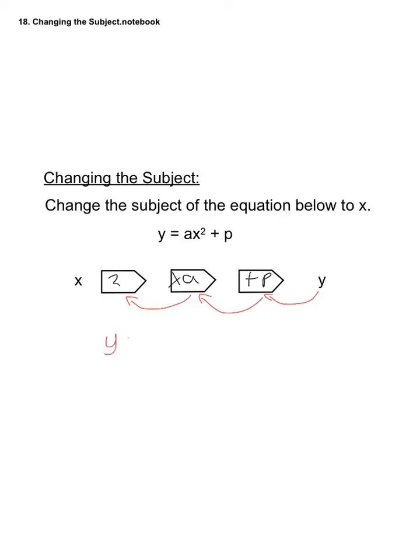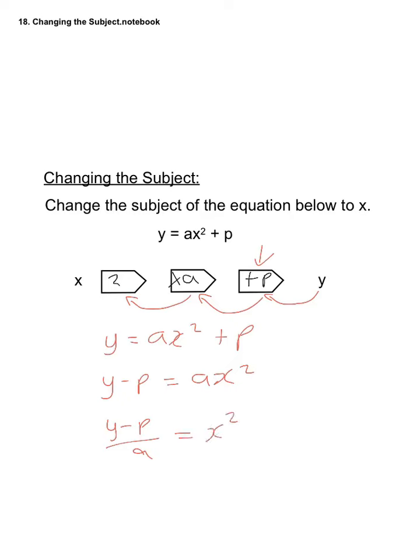We start off with the equation y is equal to ax squared plus p. The first thing we've been asked to do is take away p from both sides. So we get y minus p is equal to ax squared. And the plus p on the end disappears because we're taking away p from both sides of the equation. The next thing we're going to do is divide by a, because what's happening to x is it is being multiplied by a, so we're going to undo that. Divide by a on both sides and we get y minus p all divided by a is equal to x squared.